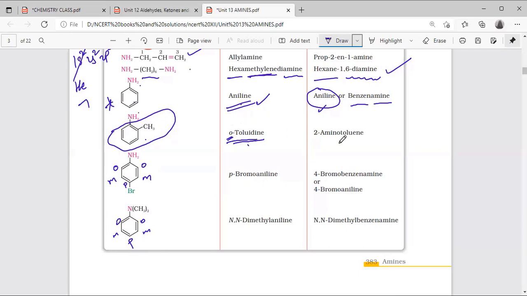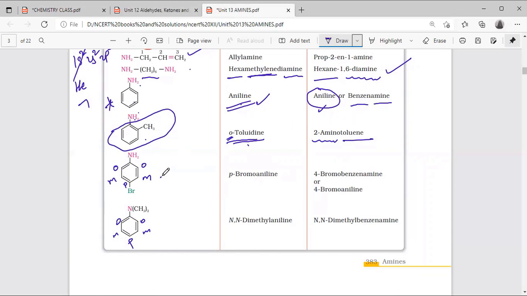What is the IUPAC name? It is actually toluene, so toluene, then second position, amino: 2-amino toluene. Or we can write benzene amine also. 2-methyl benzene amine, like that also we can write.